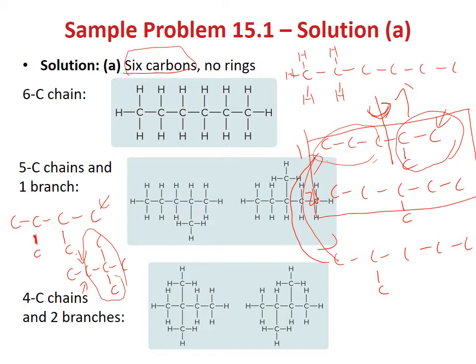Now what about a 3-carbon chain? Can we reduce to 3? So 1, 2, 3, and then you add another 3. If you do, you will see you generate the same as we already drew. So these are all the possible arrangements: 1, 2, 3, 4, 5. That's all.